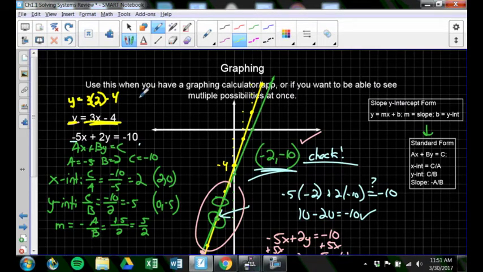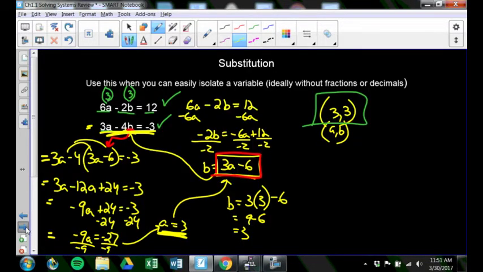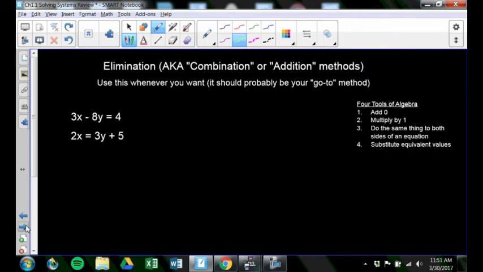Well, if x is 2, y is 2. When x is 2, y is 2, that would be the point (2, 2), which was here. The equal sign meaning same is a very important idea that I refer to a lot. But let's move on to elimination, which is also known as combination or addition, but I'm going to call it the elimination method moving forward.